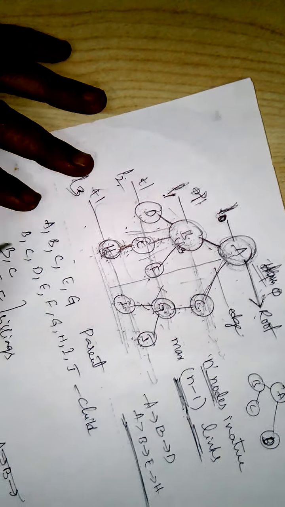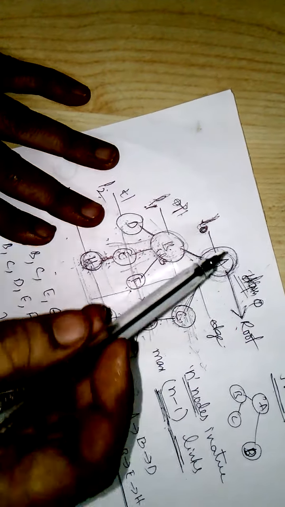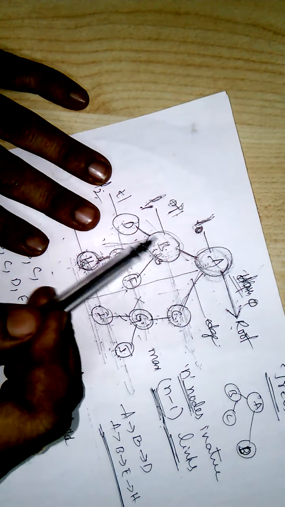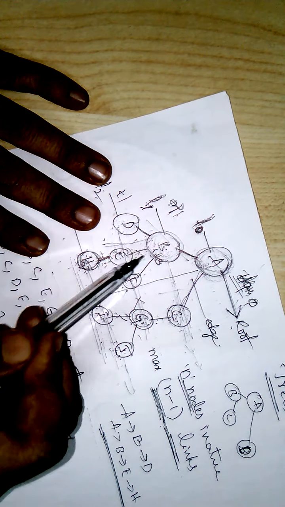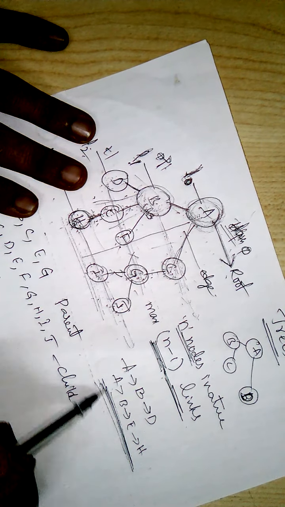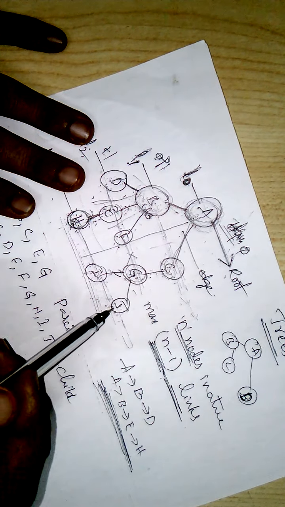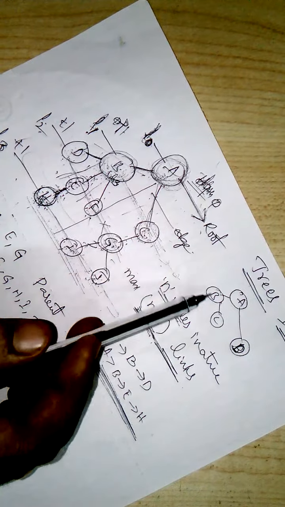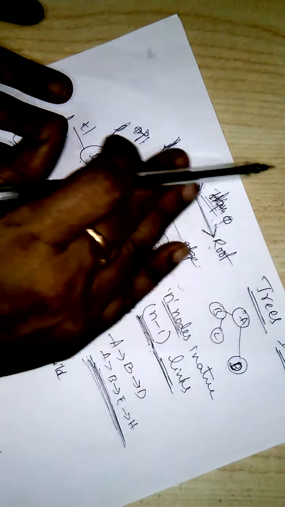What is a path? A path is a sequence of consecutive edges. Consecutive edges means if we take A, B, D, these are consecutive edges. This is called a path. If you take A, B, E, H, this is called consecutive edges. A, C, G, I and A, C, G, J, these are also paths. Then what is a forest? A set of disjoint trees. This is one tree, this is another tree. Disjoint trees are called a forest.